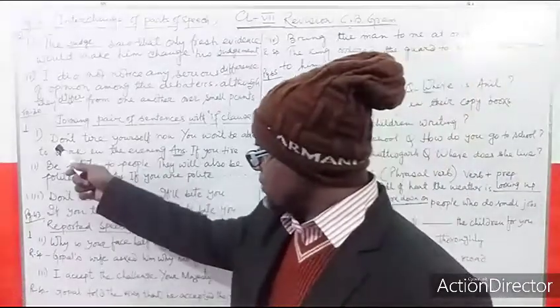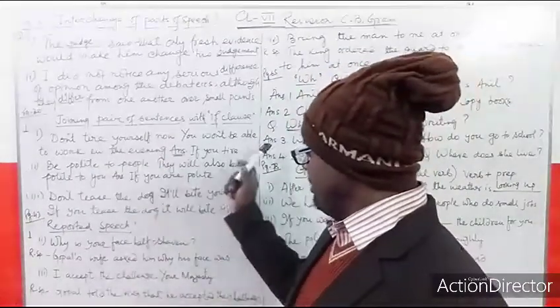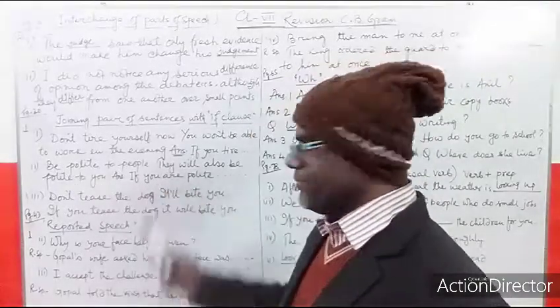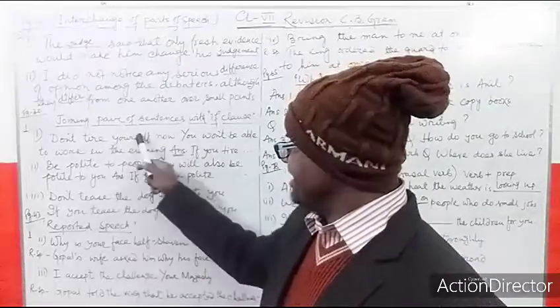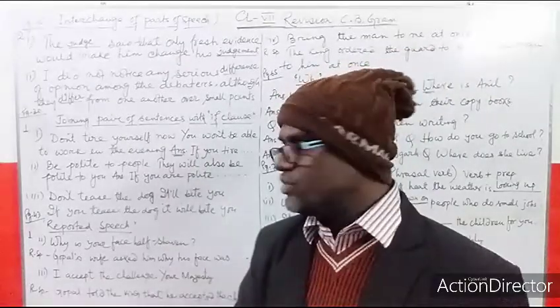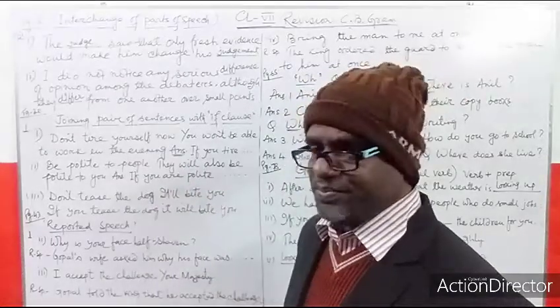Two sentences. First, "Don't tire yourself now." This is the first sentence. "You won't be able to work in the evening." So this is the second sentence. You need to join these two sentences into a single sentence. One sentence will be there. Okay. Here are two sentences. First one is this. Second one is that. Okay.